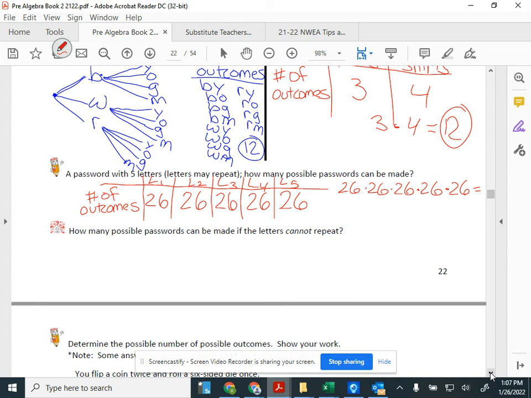So, how many password combinations, how many possible passwords are there? Oh, way more than a million. Oh my gosh. Paisley? 11,881,376. So 11,881,376 possibilities for how many passwords we could get.